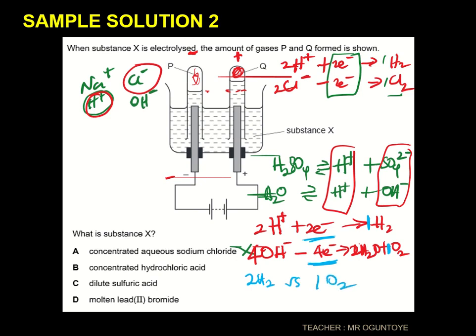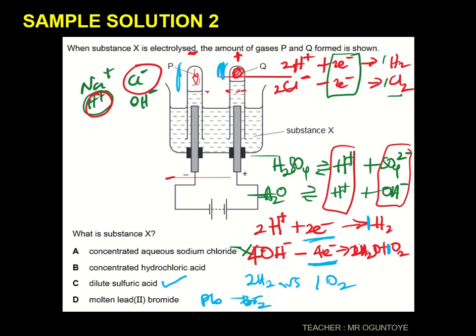So it is expected that the volume for P will be twice as much as the volume for what? For Q. Okay, so this is looking like the answer for molten lead bromide. Molten lead bromide will produce the metal lead and what? A liquid, bromine, liquid at room temperature.